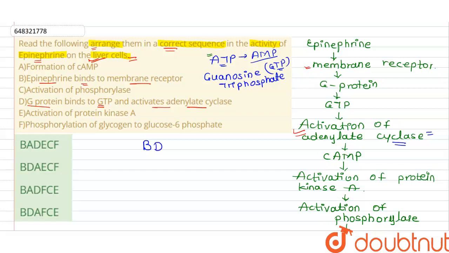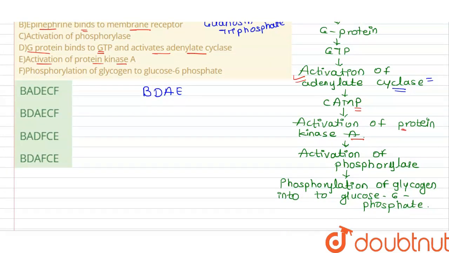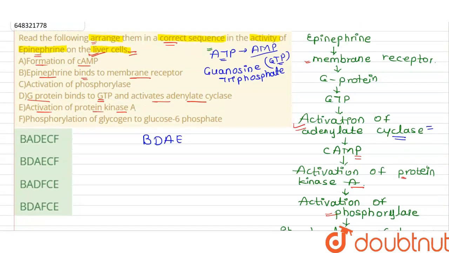Next, we told that after that there will be the formation of cyclic adenosine monophosphate, and that is mentioned in statement A. So here there will be A. After that, we told that there will be the activation of protein kinase A, mentioned in statement E. So here we will write E. Next, the activation of protein kinase A leads to the activation of phosphorylase, which is mentioned in statement C. So here we will mention C.